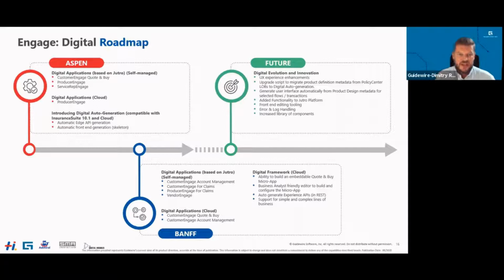You still need to have skeleton, reference implementation of the apps and journeys in the background. Those skeletons, reference implementations, are our digital applications: customer engage, producer engage, service rep engage, vendor engage. Those applications are specifically built for the corresponding target personas. And that's the main current priority for us right now, to modernize them all to leverage the full power of Jutro, best practices guidelines, and ease of development. They have started it with Aspen release and are planning to finish it with a Banff time frame, as you see on the screen.